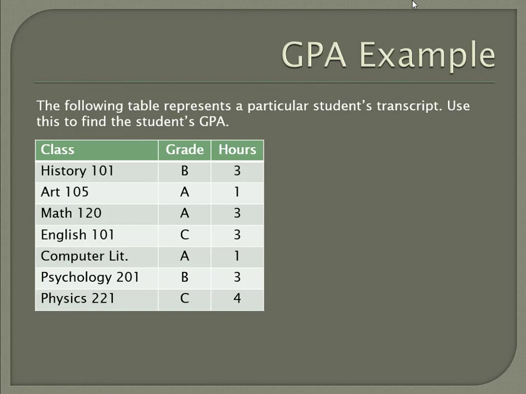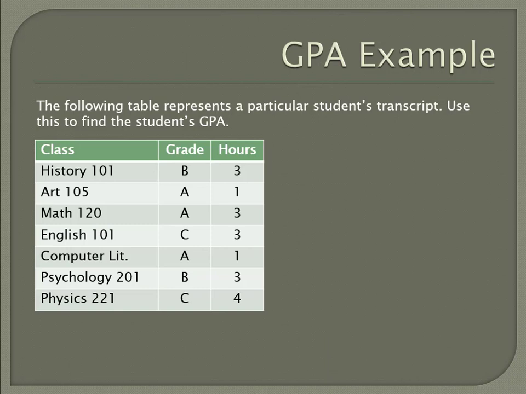The following table represents a particular student's transcript. Use this to find the student's GPA. So the student has a history class with a grade of B, that was 3 credit hours. Art class with a grade of A, that was 1 credit hour. Math course, which is a grade of A for 3 credit hours. English with a grade of C for 3 credit hours.